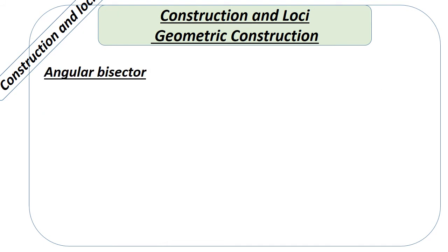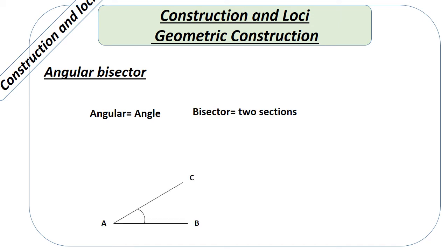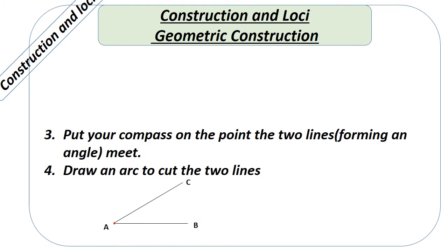The next one is the one which introduced the angular bisector. Angular means it has to do with an angle, and bisector, 2 equal sections. So we have an angle here, angle BAC. They want a line that cuts BAC like this. That's the angular bisector.